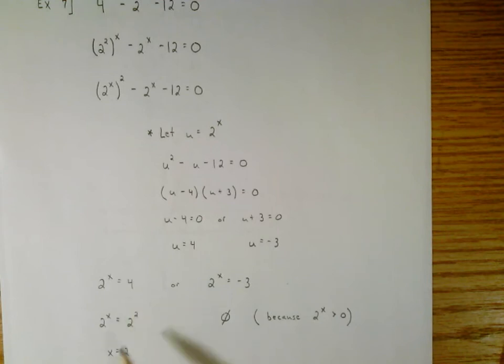If 2 to the x equals 4, I can write 4 as the power 2 squared, so 2 to the x equals 2 to the second is only true if x equals 2. Over here, 2 to the x equals negative 3 has no solutions because we know 2 to the x has to be greater than 0.